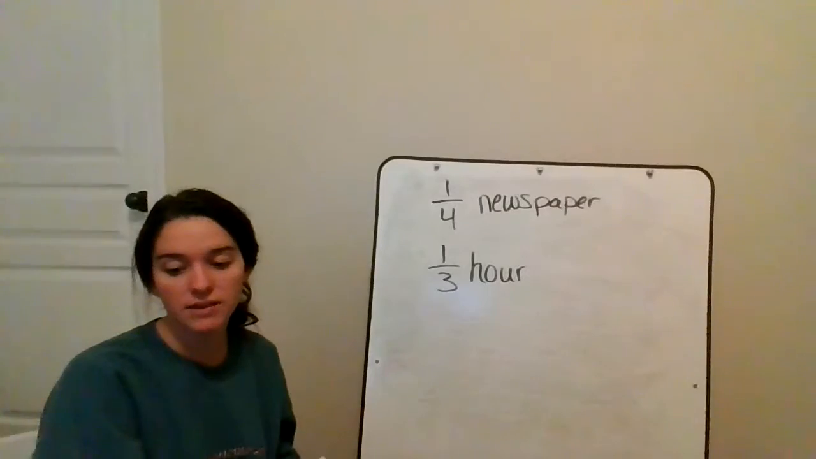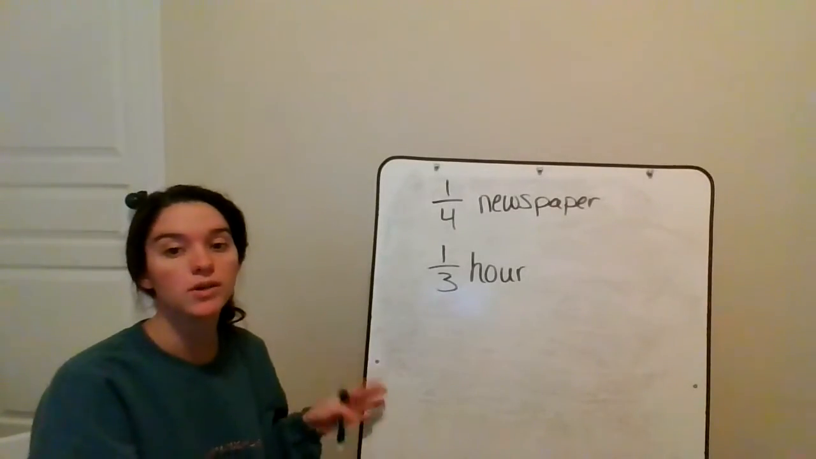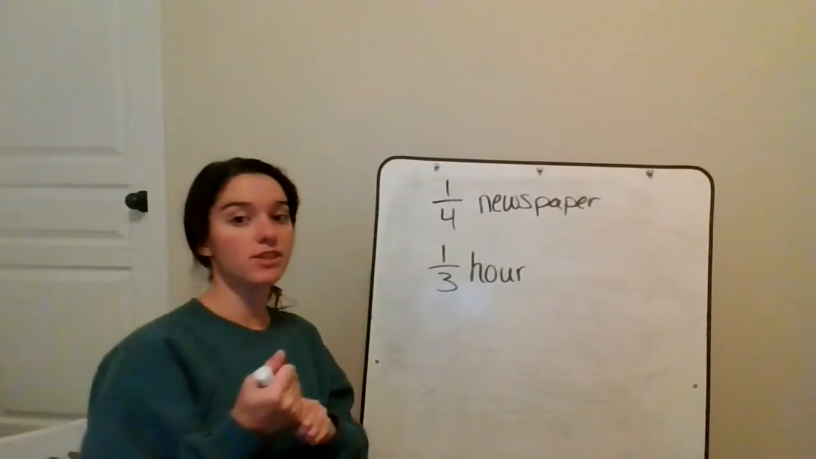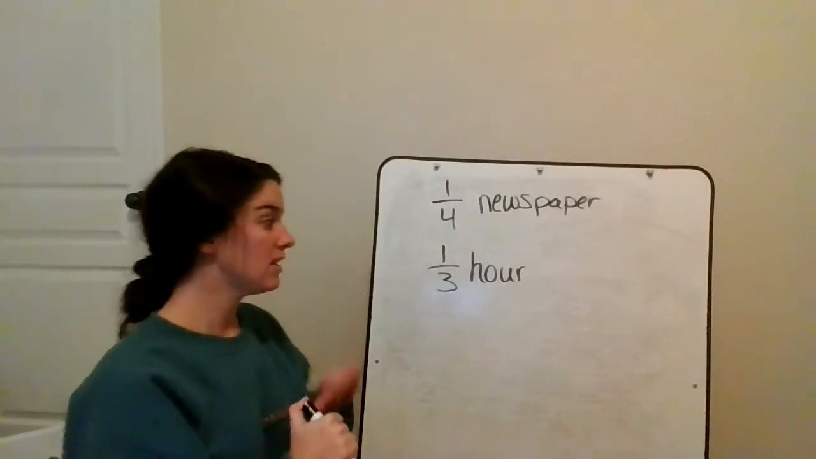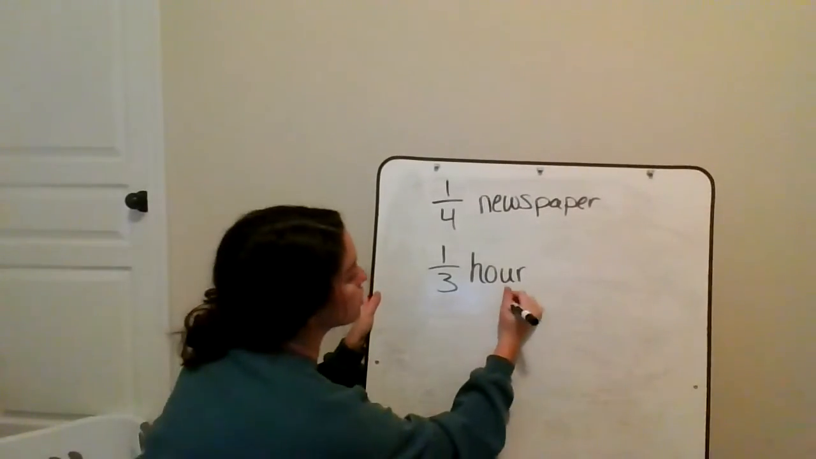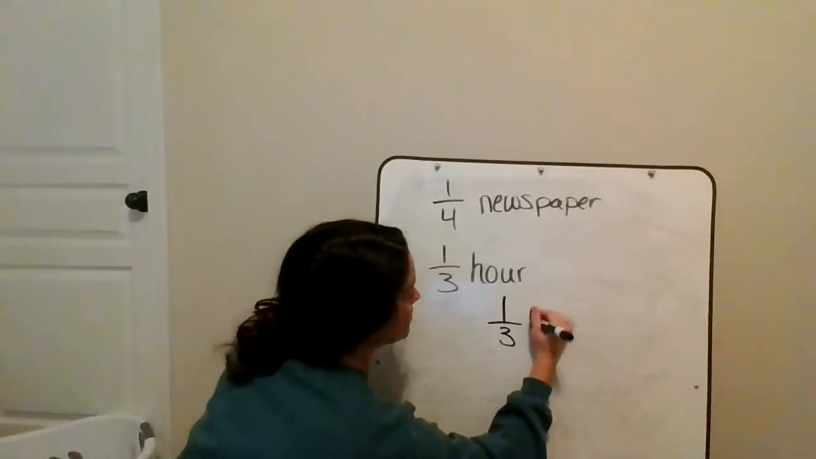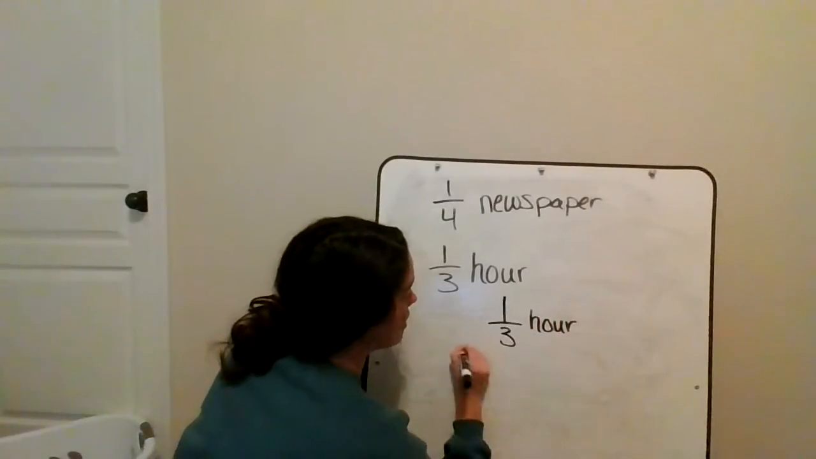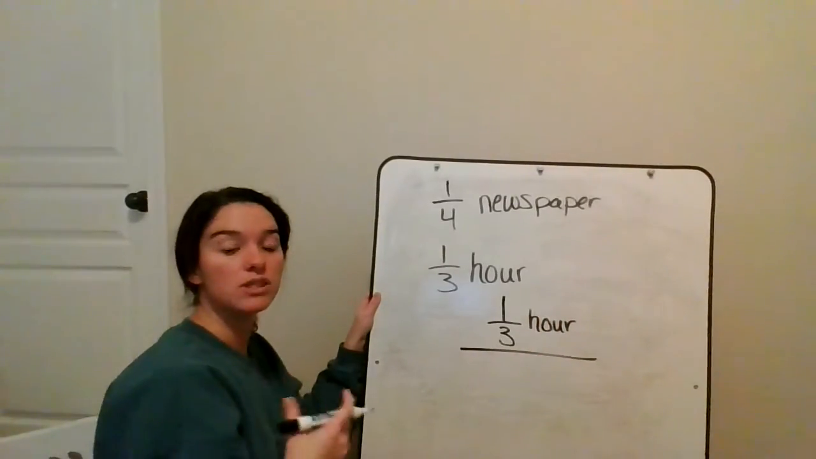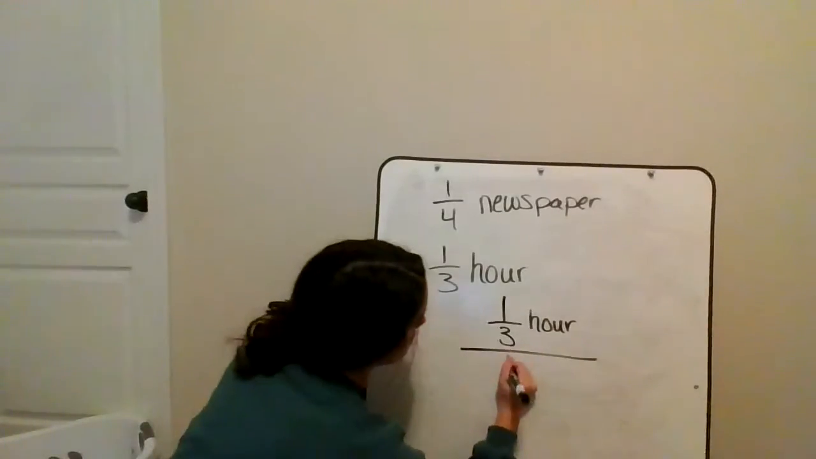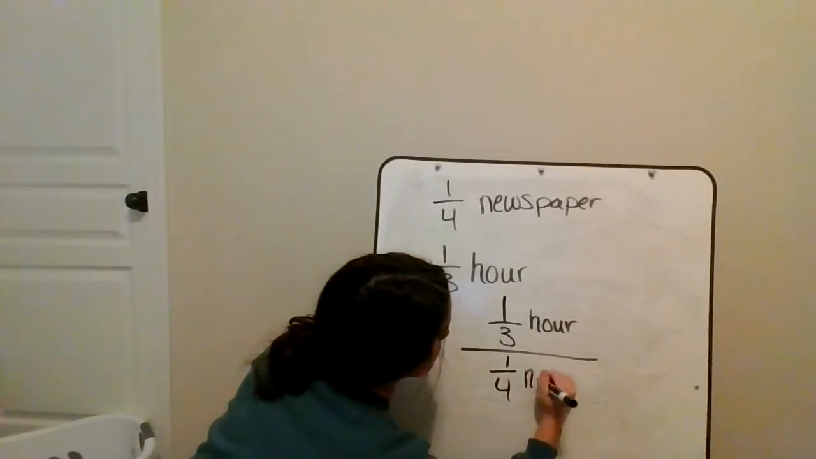All right, then example number 2 reads, Mike read 1/4 of the newspaper in 1/3 of an hour. How long did it take for him to read the whole newspaper? So the first thing it tells me is how long. So that's going to be my hours. So I'm going to start off with my hours. Over, I need to know how long it took to read the whole newspaper. So my newspaper is going to be next.